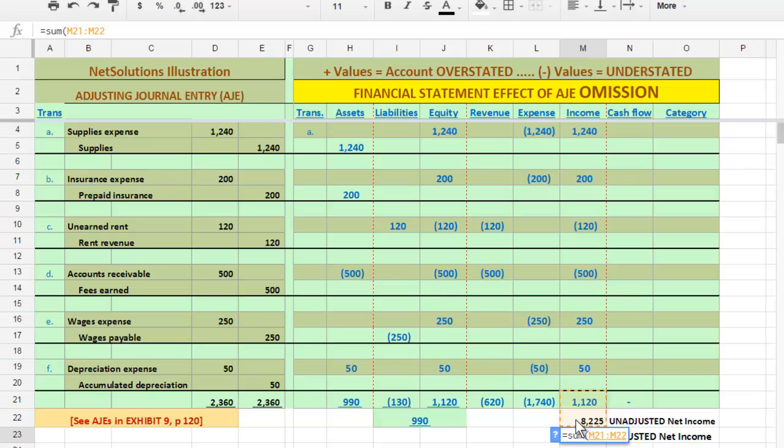So, if the original income from page 110 shows an unadjusted income of $8,225, the original income plus the overstatement of $1,120, that means that the income should have been, in this case, $7,105. If the $8,225 is too big and we overstated the amount by $1,120, the correct amount should be less, $7,105.